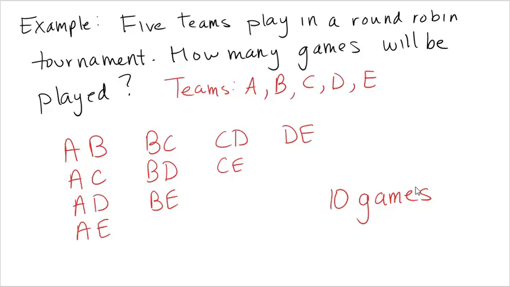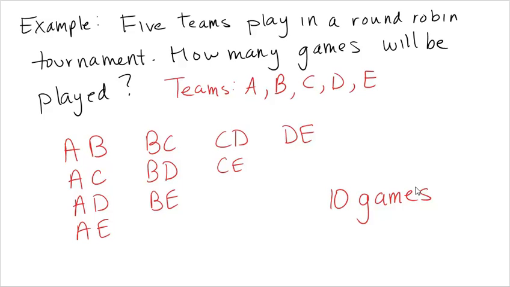That's an example of a combination problem because the order didn't matter. Writing the letters in a different order didn't give us a new game, and so we didn't consider all of the possible arrangements of the letters. We just had to get all of the possible groupings of 2 letters from that set of 5.